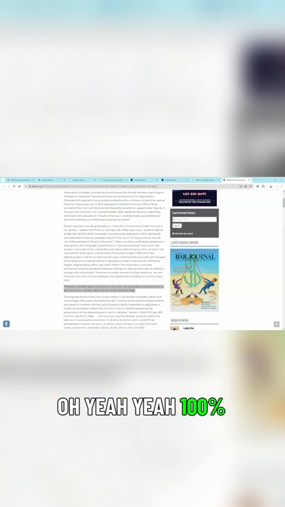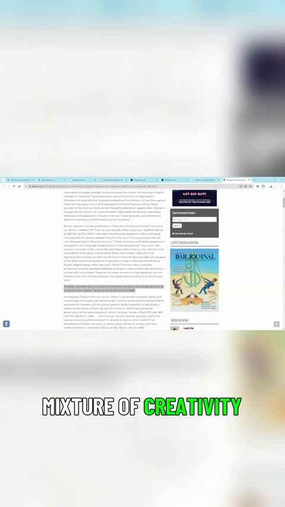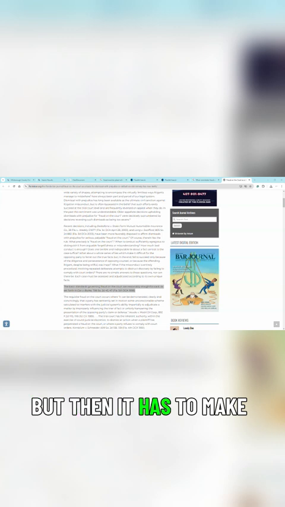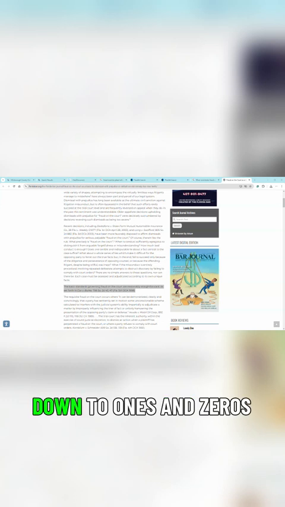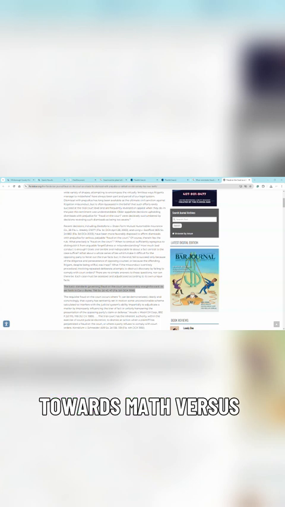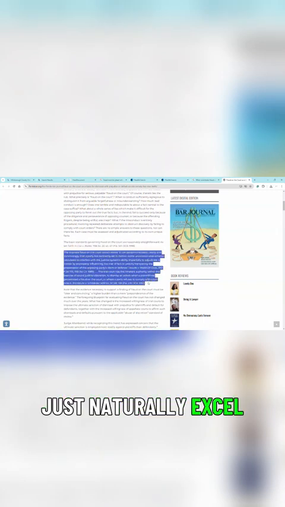Oh yeah, 100%. Programming is more like science with a mixture of creativity. But at the end of the day, it has to make mathematical sense, because everything you're doing on a computer basically narrows down to ones and zeros. I think from my understanding, you're probably born with a predisposition, maybe an inclination towards math versus English. Because in English classes I struggled, but in math classes I just naturally excelled.